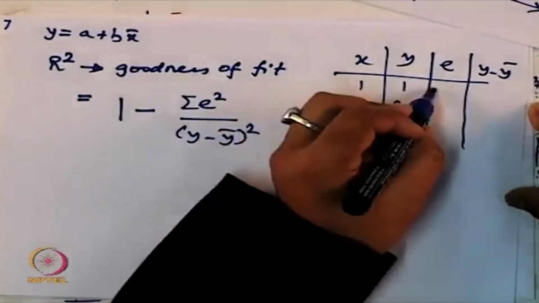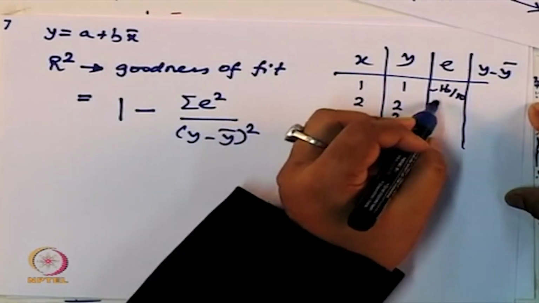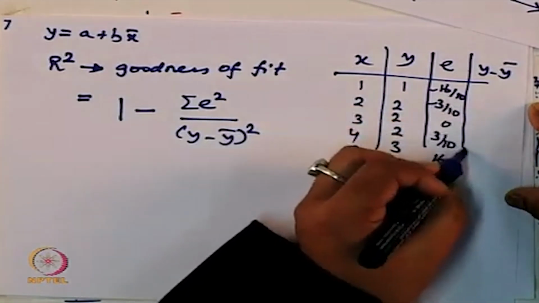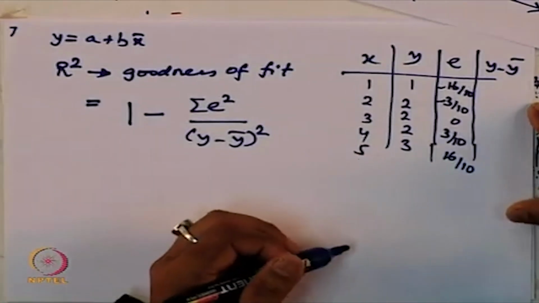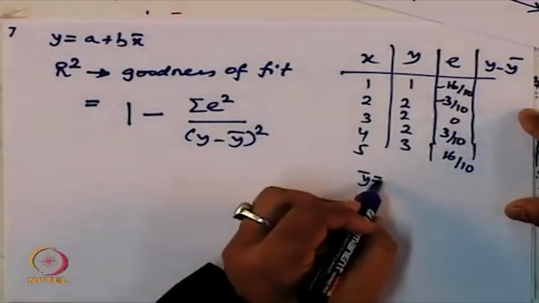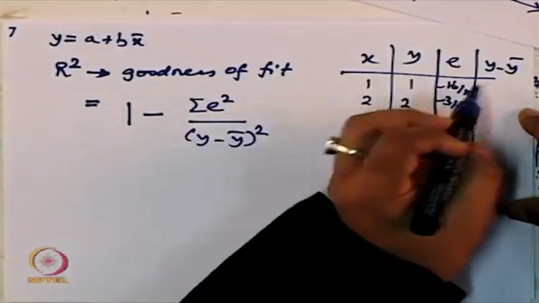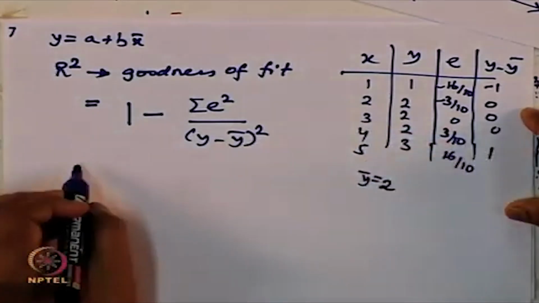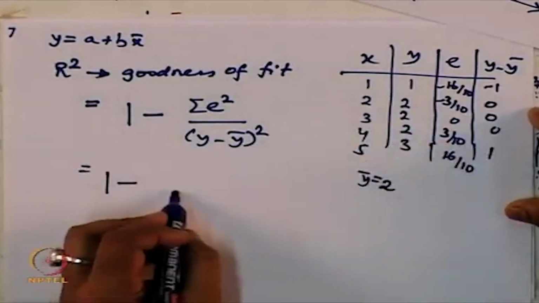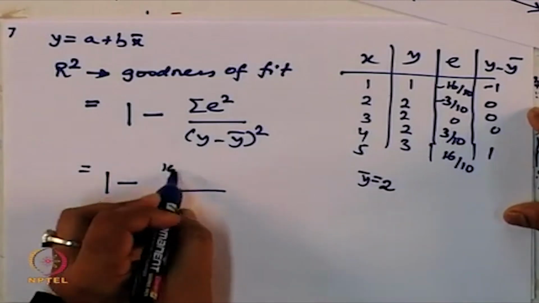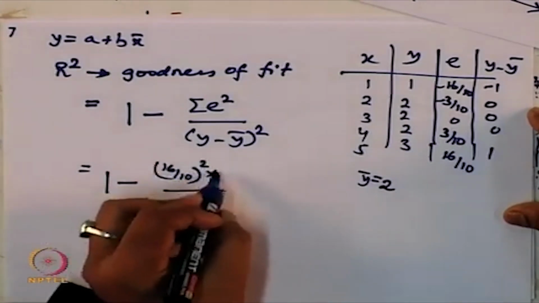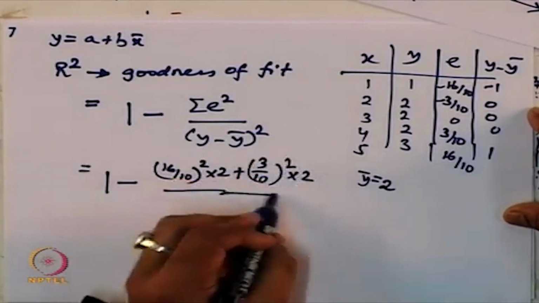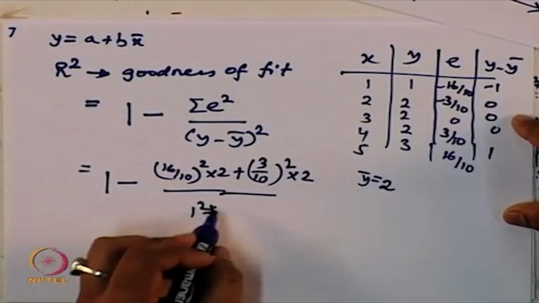So, the error is minus 16 by 10, minus 3 by 10, 0, 3 by 10, and 16 by 10, and y minus y bar. So, y bar I know is equal to 2. So, y minus y bar is minus 1, 0, 0, 0, and 1. Okay. So, my goodness of fit in this case is equal to 16 by 10 whole square into 2 plus 3 by 10 whole square into 2, and y minus y bar is 1 square plus 1 square.